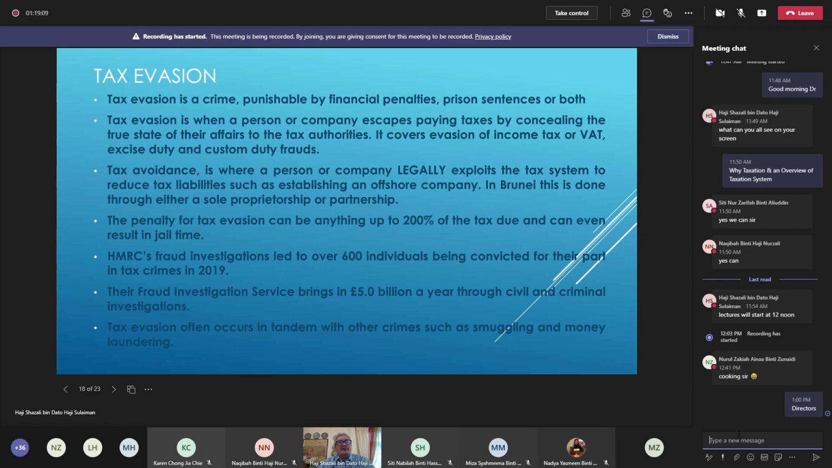Yeah, so you can see the significant amount of money that countries can collect by having a very effective, well-trained, well-informed fraud investigation department. So that is something you can think about in Brunei. Maybe we need to have a proper enforcement department so that they can do proper investigation to catch companies that are trying to evade paying tax.